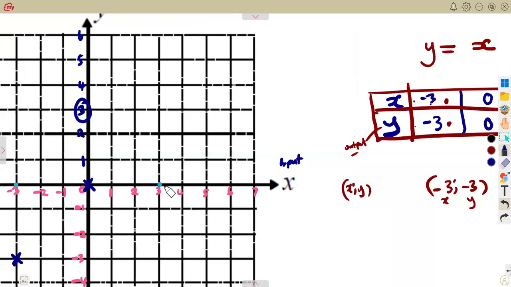So this is y, this is our x. Where they meet, you are going to mark a point where x is 3 and y is 3. Where they meet here, you mark a point. x being 3, y being 3, they meet at a certain point. That is where you mark it.